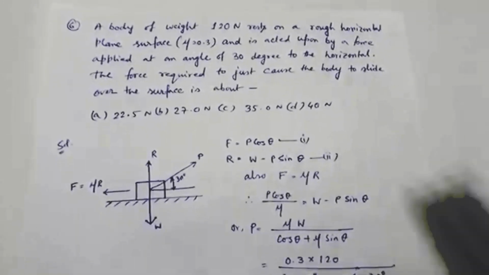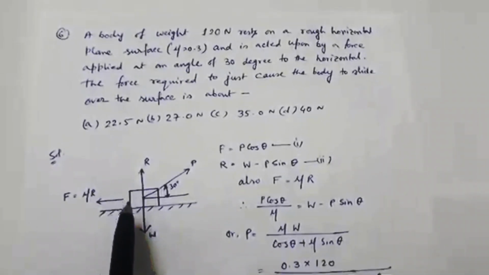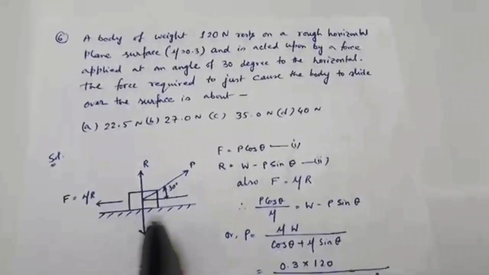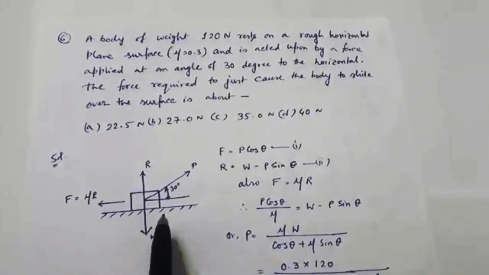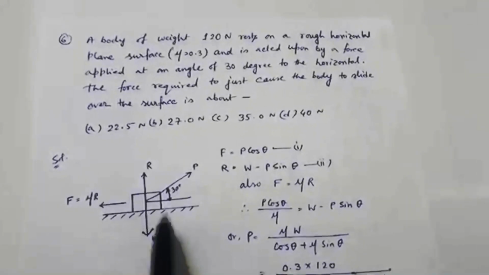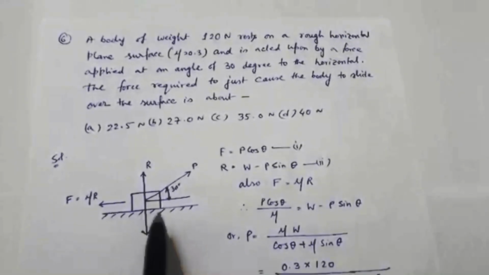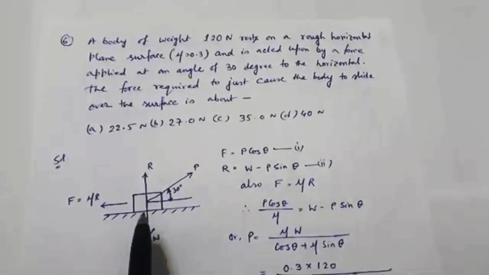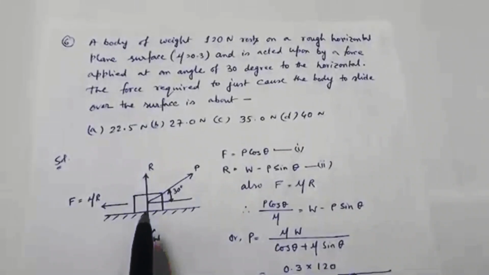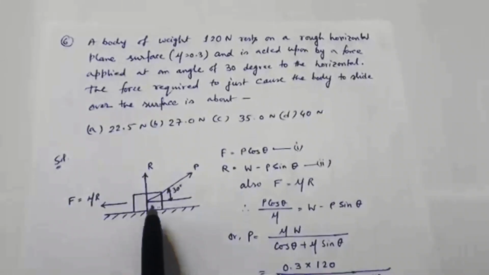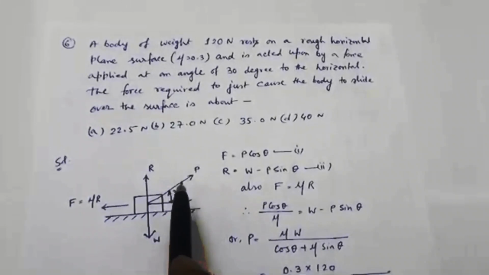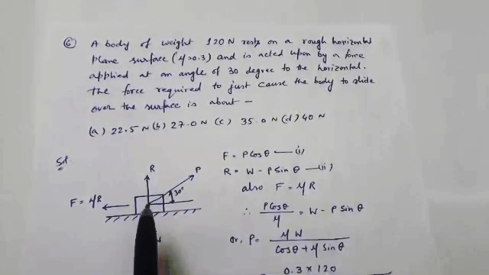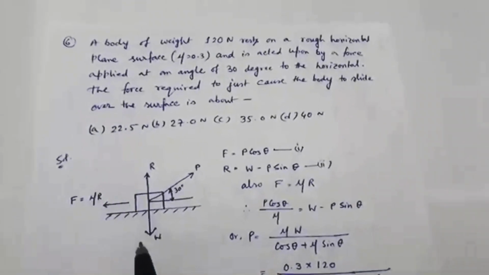Okay, so let's assume this is the body and the weight of the body is 120 Newton, at rest on a rough horizontal plane surface. The coefficient of friction between the rough horizontal surface and the body is 0.3, and the force is acted upon at an angle of 30 degrees to the horizontal. So we have to find the force required to just cause the body to slide.